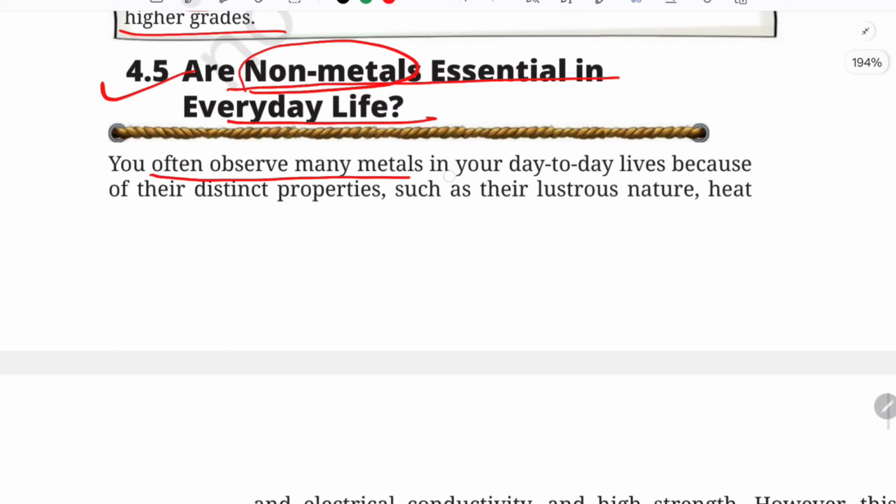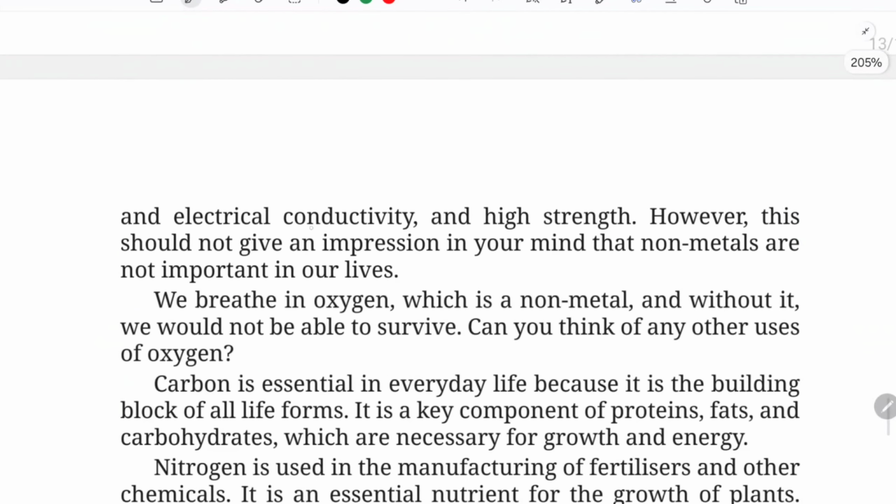You often observe many metals in your day-to-day life because of their distinct properties such as their lustrous nature, heat and electrical conductivity and high strength. This is what we have observed, isn't it? We have learned that metals are very useful, they are lustrous, they are hard, they are used in making so many day-to-day tools, and they conduct electricity, they are used in electrical fittings, and they have very high strength.